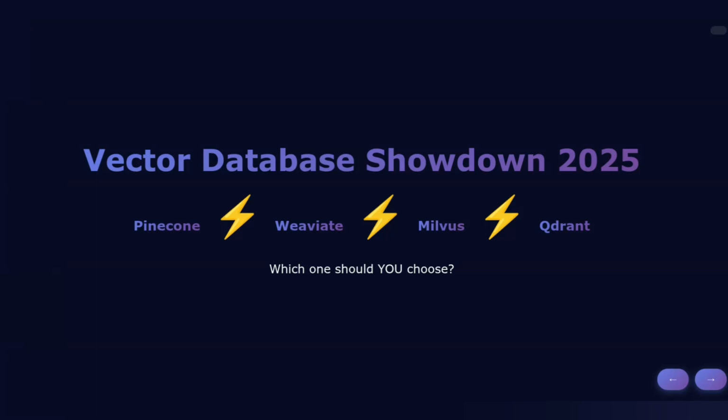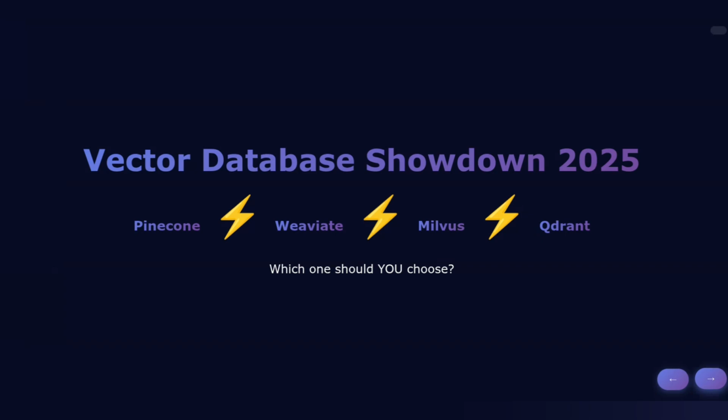If you're building AI applications in 2025, you've probably heard about vector databases, but which one should you actually choose? Today, we're doing the ultimate showdown, Pinecone versus Weaviate versus Milvus versus Qdrant. I'll show you real code examples, performance benchmarks, and help you pick the perfect database for your project. Trust me, by the end of this video, you'll know exactly which one to use.